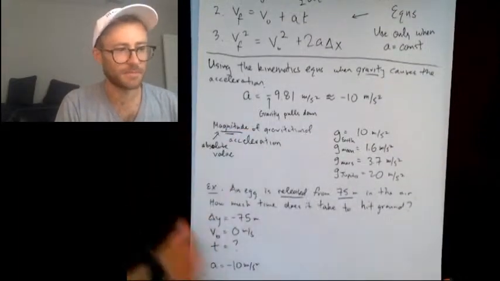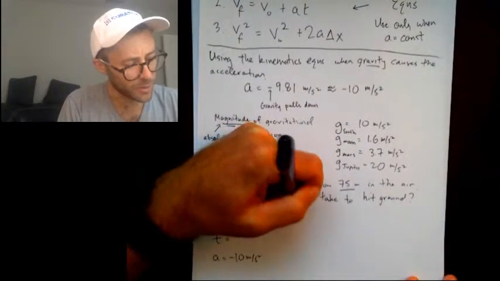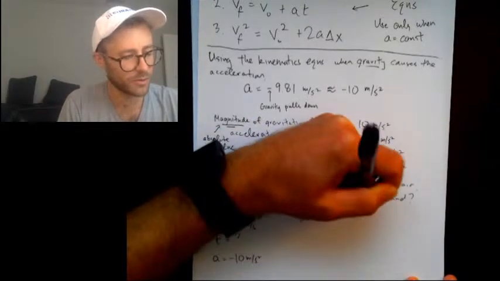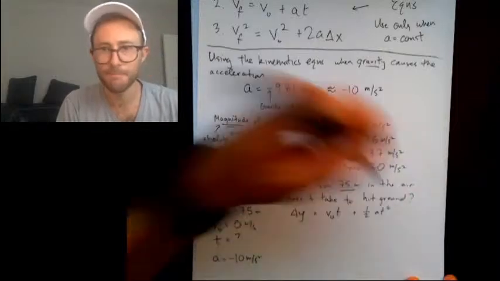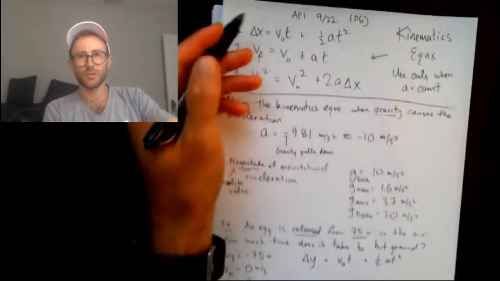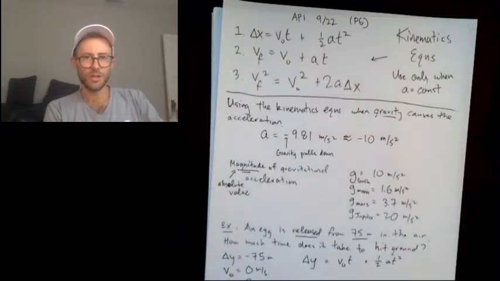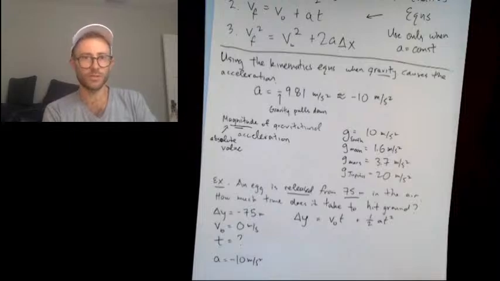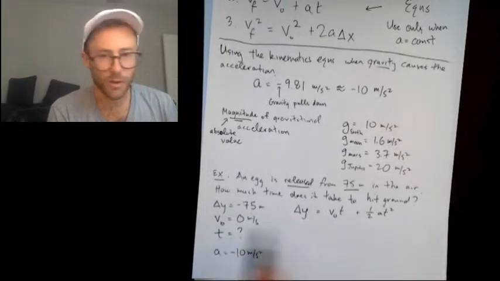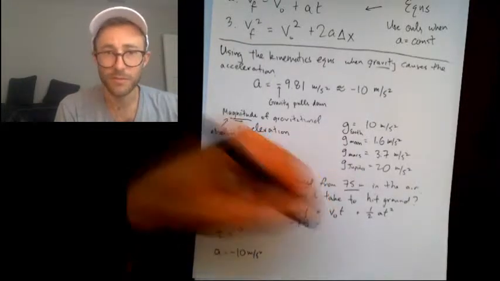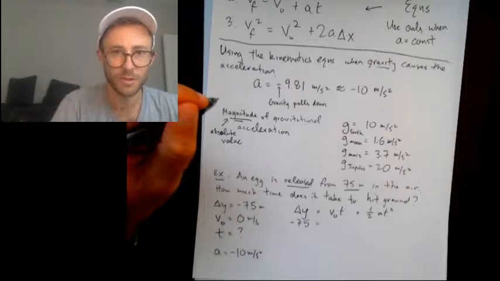And I'm going to write that like delta y equals v initial times time plus 1/2 at squared. Okay? You can write it as delta x or delta y. Generally speaking, delta x refers to horizontal motion, so I'm writing it as delta y just to emphasize the fact that this is vertical motion. Okay? So now I plug in numbers.